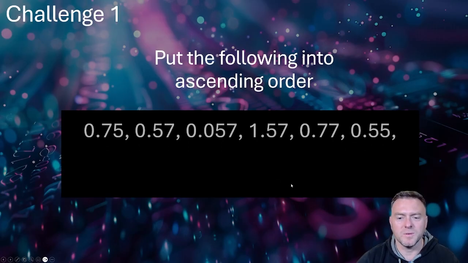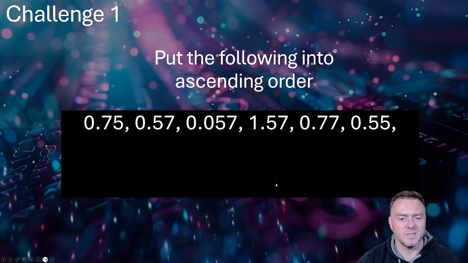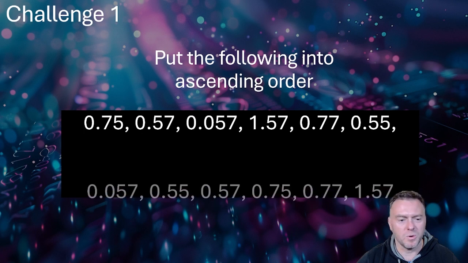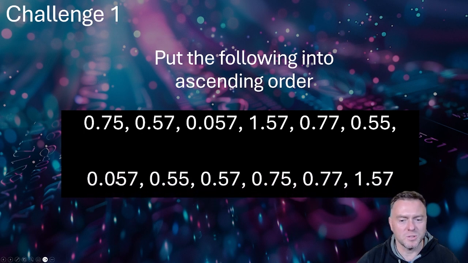So just pause the video, have a go, see if you can rearrange these into ascending order. Cool. So what we should have done is put the 0.057 first, then the 0.55, then the 0.57, then 0.75, 0.77, and then 1.57. My hint to you is as you scan across, find the smallest one and then take it out. So cross it through and then keep scanning through each time.